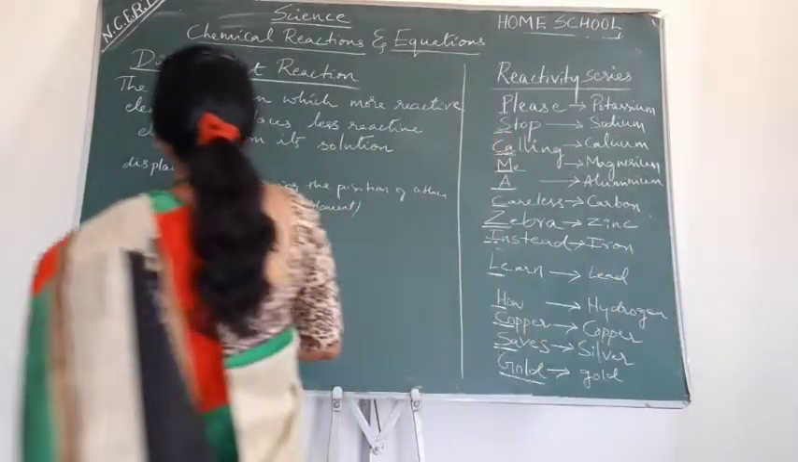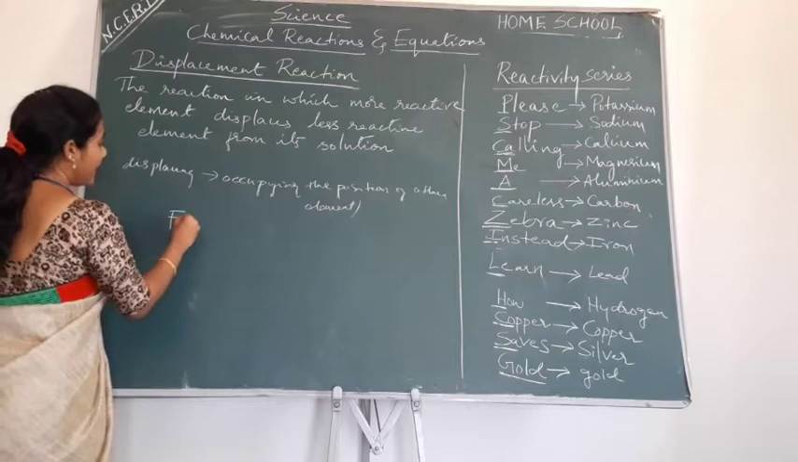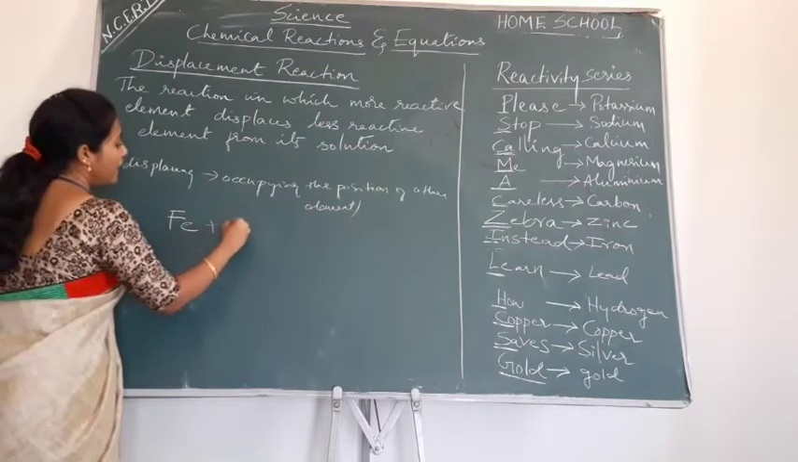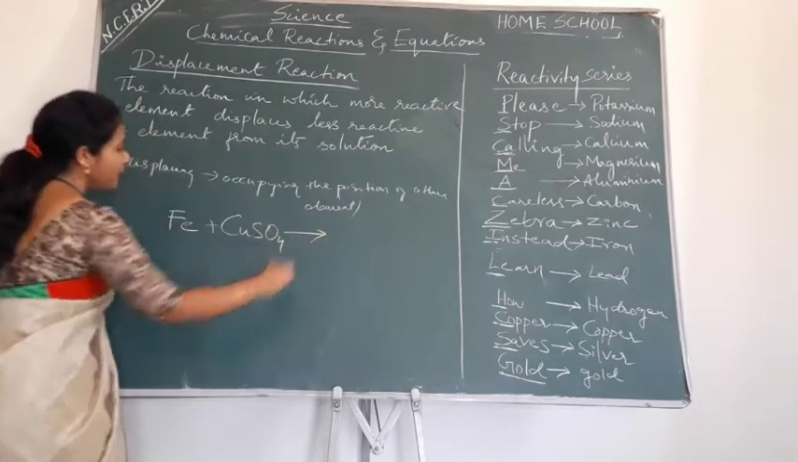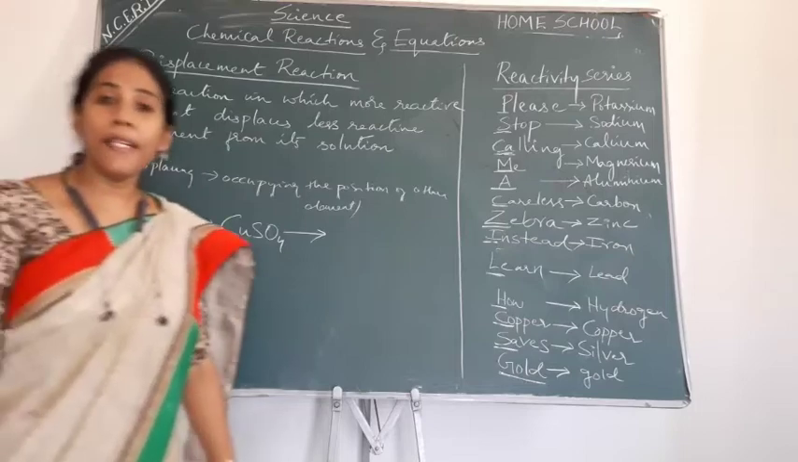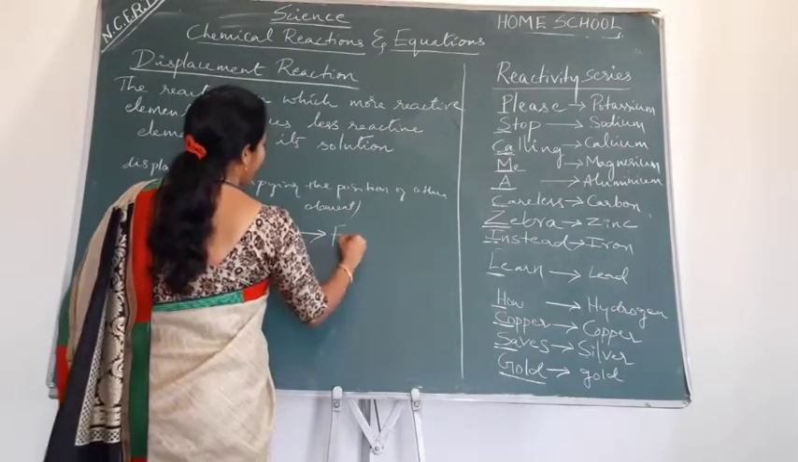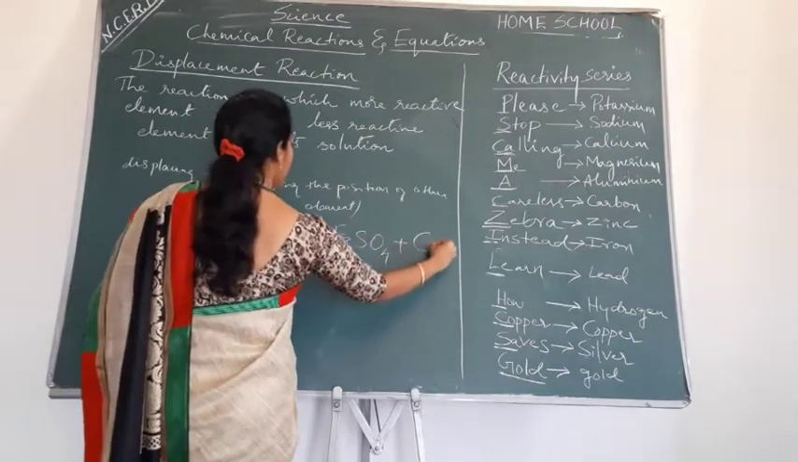Now let us go for the example. See, we have iron. Okay. So this is our iron. Iron, when you put it in a copper sulfate solution, you will get iron sulfate plus copper.